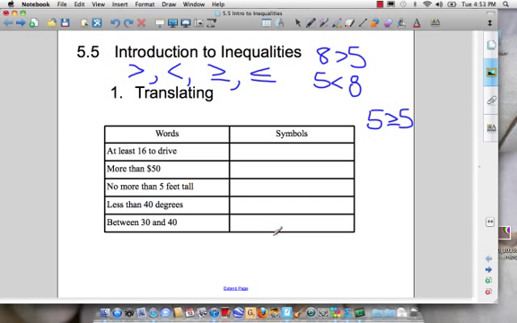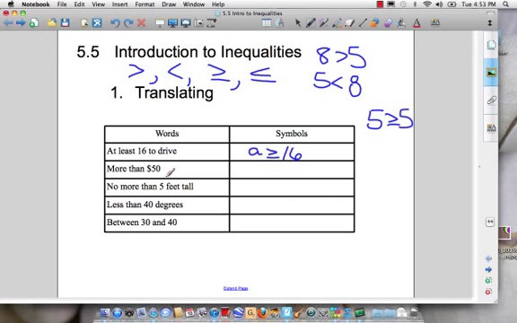We're now going to look at how to translate English expressions into algebraic inequalities. So suppose someone says you need to be at least 16 to drive. Well, they're making a statement about someone's age, and they're saying that you have to be greater than or equal to 16 in order to drive. 17 would be okay, 18 would be okay. In fact, 16 would be okay.